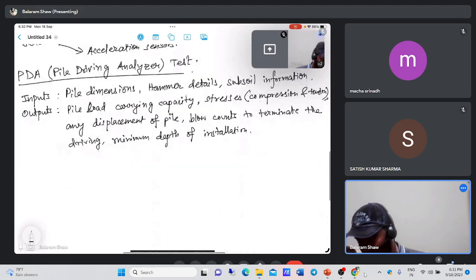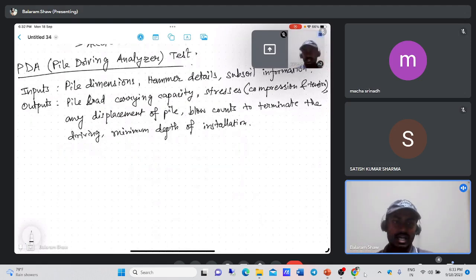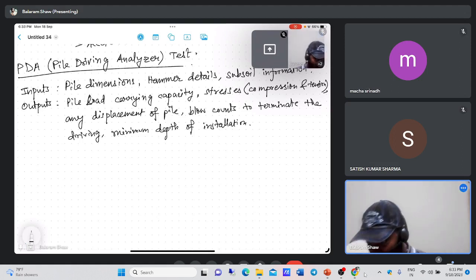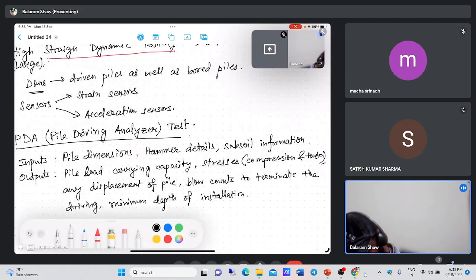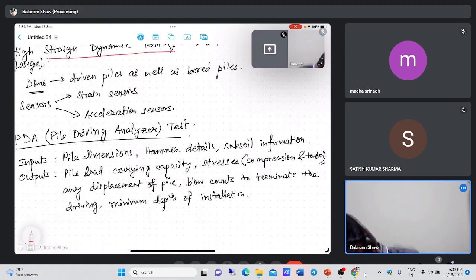Okay, so in this test, as I said, we have two sensors. First of all, we don't have to go for all the piles. Of the piles that we have, we'll randomly choose 5 to 10% and do the test on those only. Before that, what I was discussing was strain sensors and acceleration sensors. So what is the purpose of strain sensors? The purpose of strain sensor is mainly to know the resistance to the impact load.